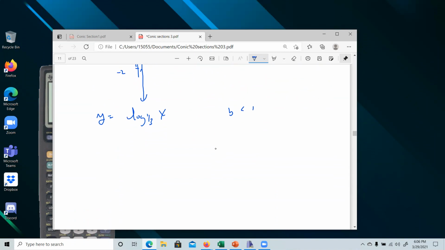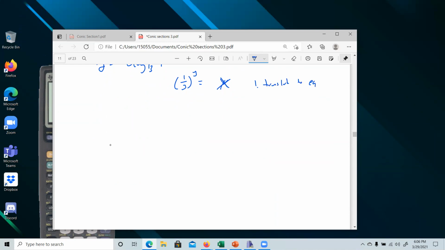So our equivalent exponential form, right? 1/3 raised to the y is equal to x. Good deal. Okay. So step 1, translate to equivalent exponential form. Step 2, we're going to pick y values. Right, so we're going to make our little t-table here.